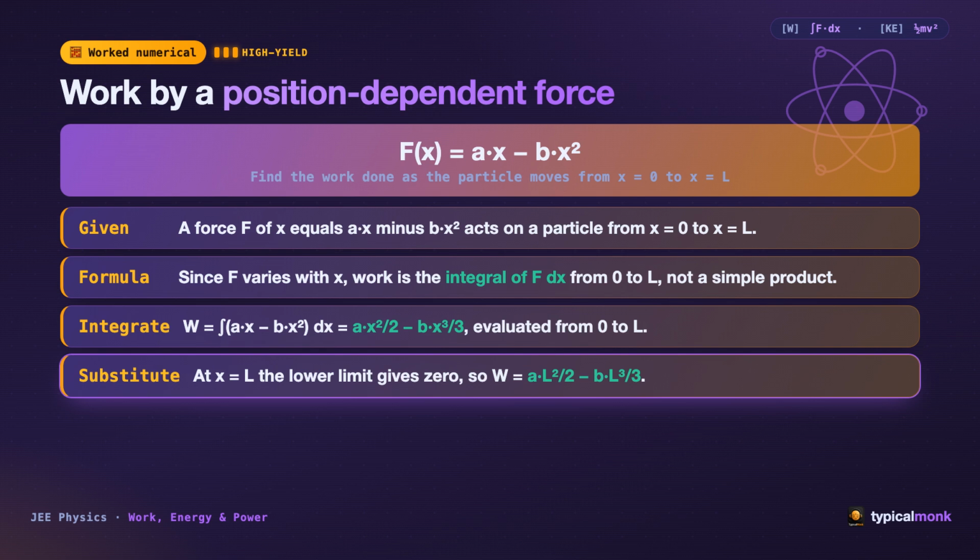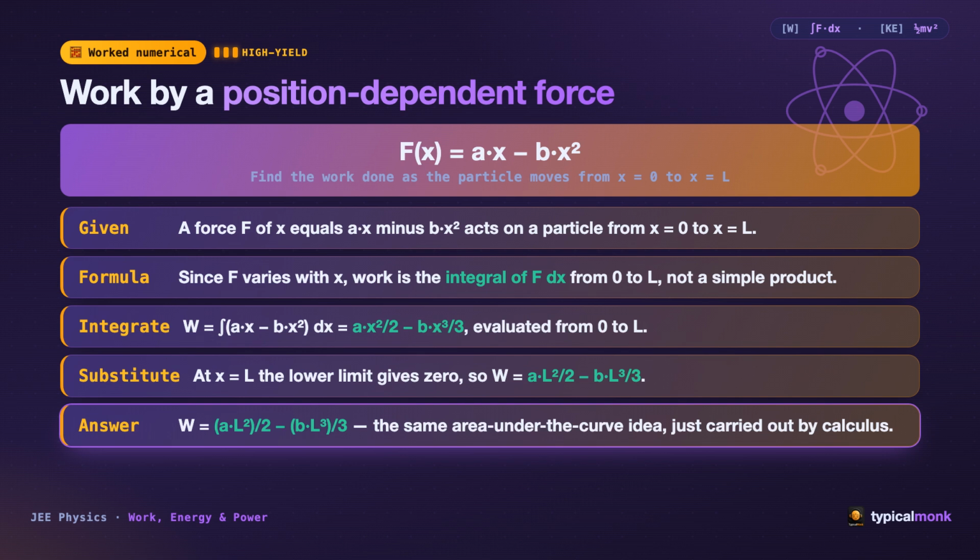Step 4. Substitute the limits. At the lower limit, x equals 0. Every term vanishes, so only the upper limit at x equals L survives. Step 5. The answer. W equals a L squared over 2 minus b L cubed over 3. Notice the method. Given, formula, integrate, substitute, answer. The same 5 moves solve every variable force numerical JEE can throw at you.